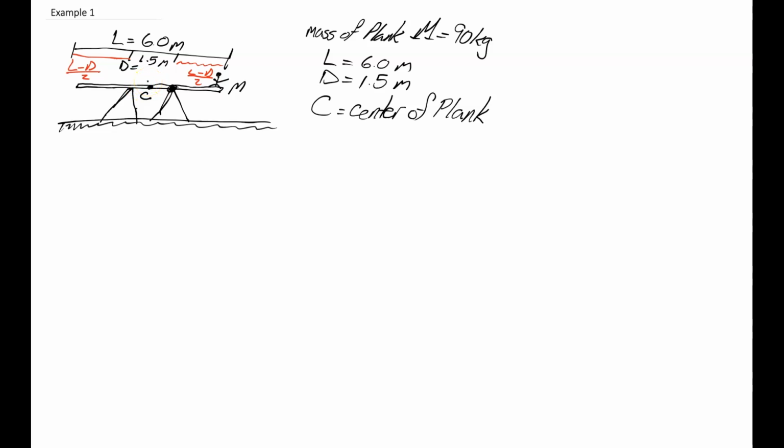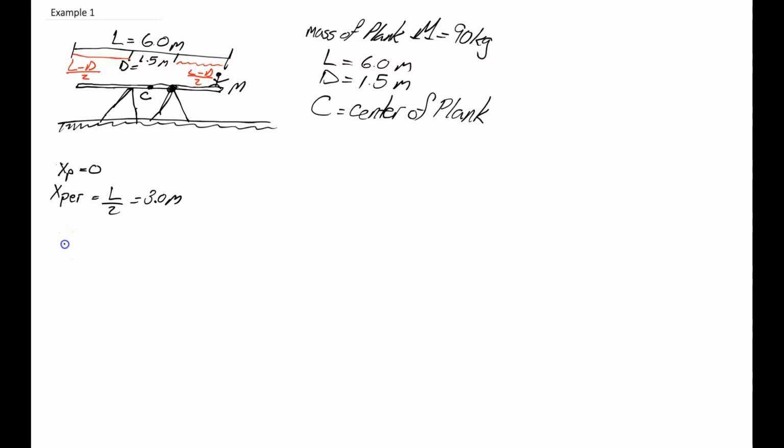So if we take the center of the plank to be C, and we consider this our 0 point, then the center of mass for the plank is at x equals 0, and the center of mass for the person, let's call it PER for person, is going to be at the distance from C all the way to the edge, which is half the length of the plank, or 3 meters.